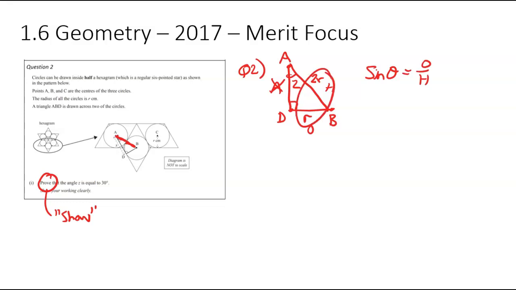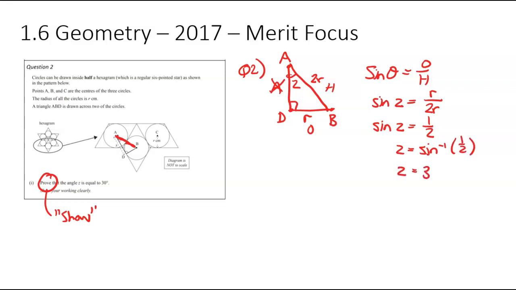Even though R and 2R are not numbers, I'm going to substitute them in anyway. So sine Z is equal to R divided by 2R. And the reason I'm doing that is R divided by 2R is an algebraic fraction. I can cancel out the R on the top and the bottom, and that'll help us find the ratio for this particular angle. So sine Z will be equal to 1/2. Z using our inverse sine, sine to the power of -1 of 1/2, and you put that into a calculator, you're going to get 30 degrees. And that matches the answer they gave us. So we proved it, and that's enough to get our merit mark.